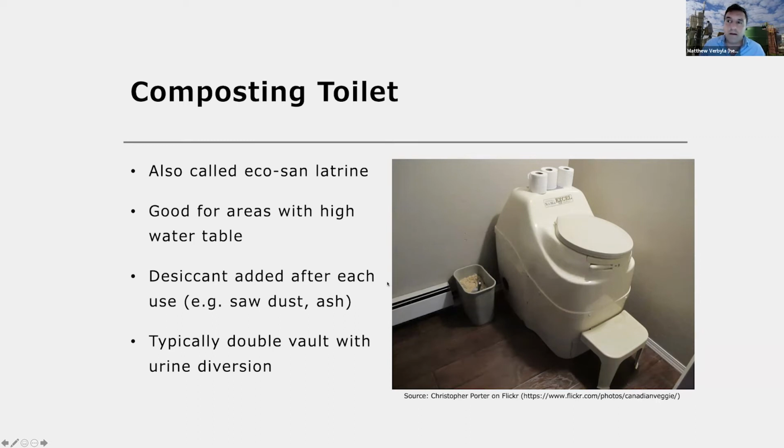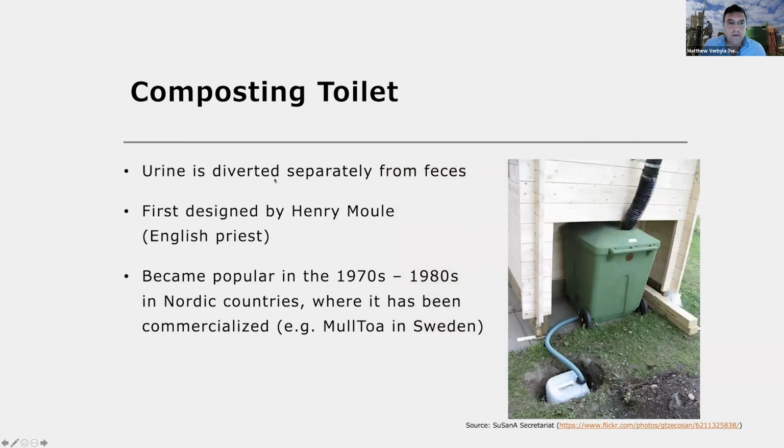So when one of the vaults fills up, it would be capped off and the other vault would start to be used while the first vault is composting. So urine is diverted separately from the feces. This helps keep the compost material dry and facilitates the easy recovery of nutrients from the urine, as mentioned previously. So composting toilets were first designed and developed by a priest in England, and they became very popular in the 1970s and the 1980s in Nordic countries, where it has since been commercialized.